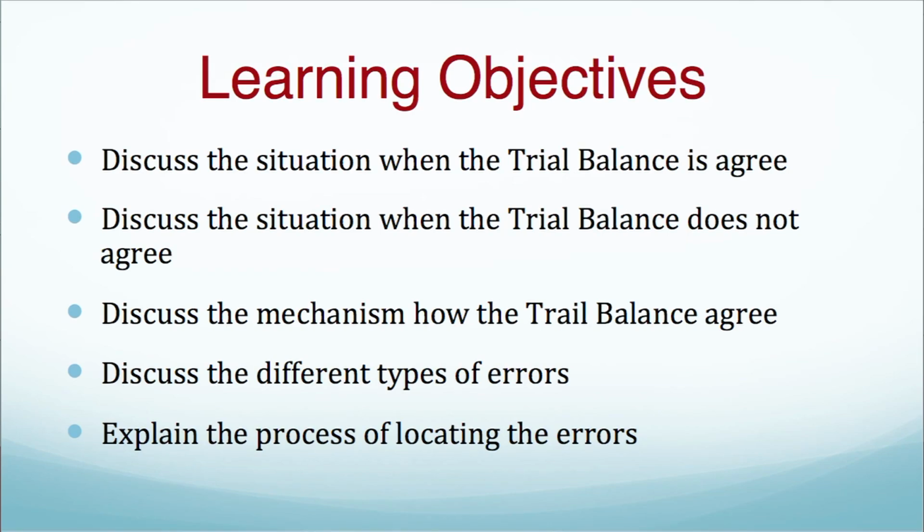After this video, you will be able to know the situations when the trial balance agrees, as well as when the trial balance does not agree. And the important part is the mechanism of how the trial balance becomes agreed. We will also discuss the different types of errors, as well as how to locate the errors. This will help you in understanding the importance of the trial balance, how it is prepared, what its purpose is, and how the trial balance gives us an automatic indication towards the correctness of the records that we have maintained. Now let us move on to the situations that may arise.